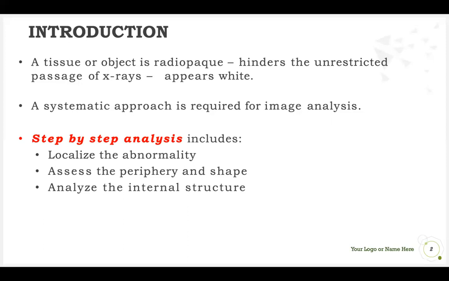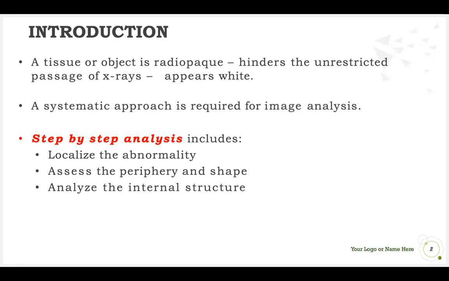For an introduction, when do we call an object radiopaque? A tissue or an object is radiopaque when it hinders the unrestricted passage of X-rays, and therefore it appears white. When there is a hindrance in the passage of X-rays, that object or tissue appears white.